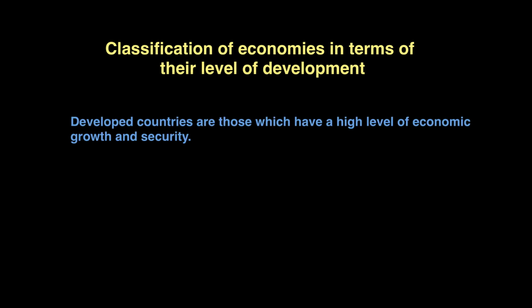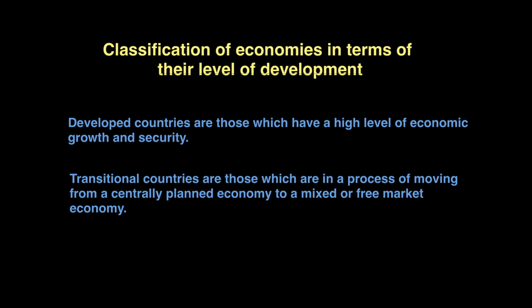of technological infrastructure. When we look at the United Nations classification, they say there could be developed countries, which are those which have a very high level of economic growth and security. Then come the transitional countries, which are those in the process of moving from a centrally planned economy to a mixed or free market economy, which means they are in the process of becoming more developed, because they will follow what we call free market practices that will allow the markets to operate more freely, and there will be more efficiency and therefore a possibility of a higher living standard.